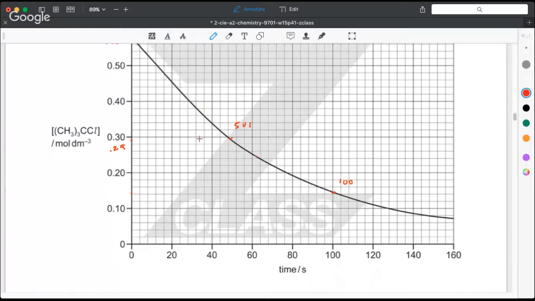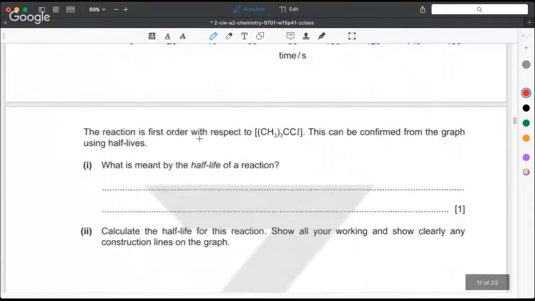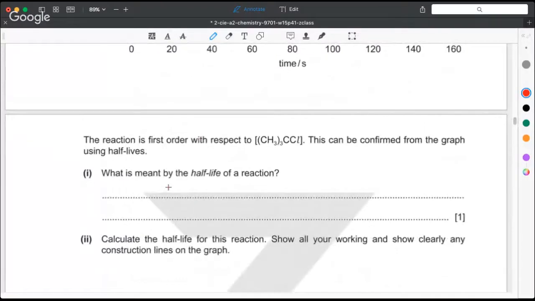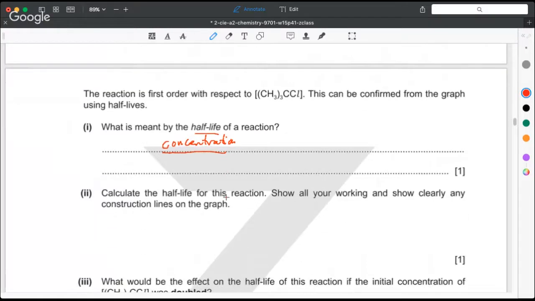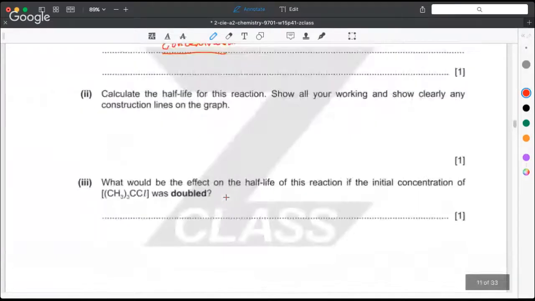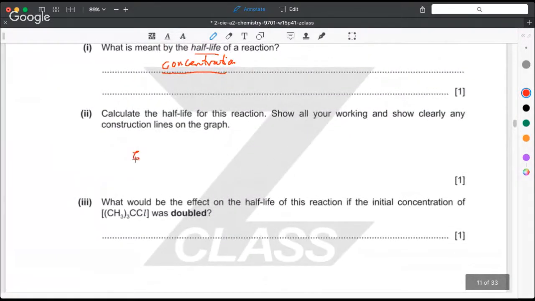And what the examiner noticed was that a lot of students didn't use, strangely enough, the word concentration in their definition of a half-life. The half-life is the time taken for the concentration of a reactant to fall by half. And for some reason, students were writing definitions, but they weren't including the word concentration in their descriptions. And we calculated the half-life of this reaction, and it ends up at about 50 seconds.